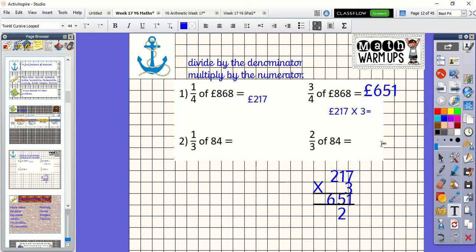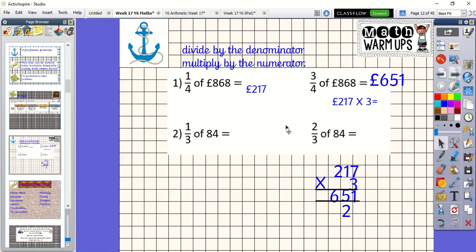£651. Okay, so remember, if your numerator is 1, obviously when you multiply by the numerator, you're going to get the same answer, okay? However, when you multiply by 2 or 3, if your numerator is a different number, you are going to get a different answer. So I would like you to pause this video here for me, please. Have a go at finding a third of 84.